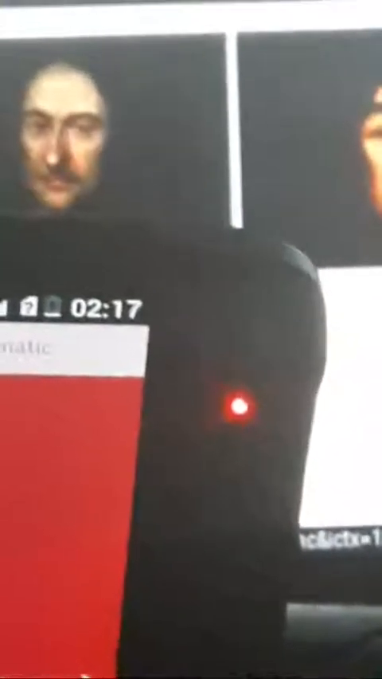Image result for Gottfried Wilhelm Leibniz button.